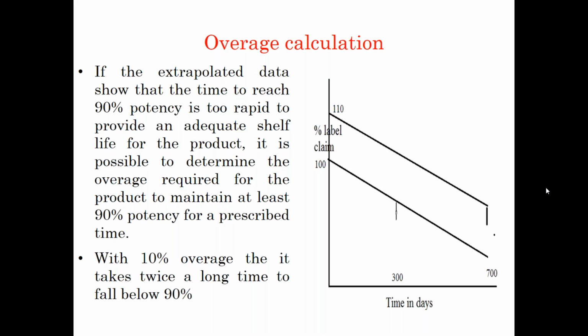That overage calculation can be done by plotting a graph. One axis is the percentage, that is the amount of the drug, on the y-axis, and on the x-axis is the time in days. So they plot the graph with the data they have got, the amount on the y-axis and the time on the x-axis.